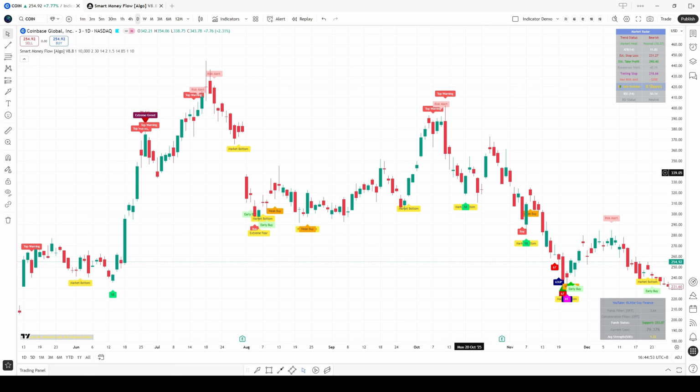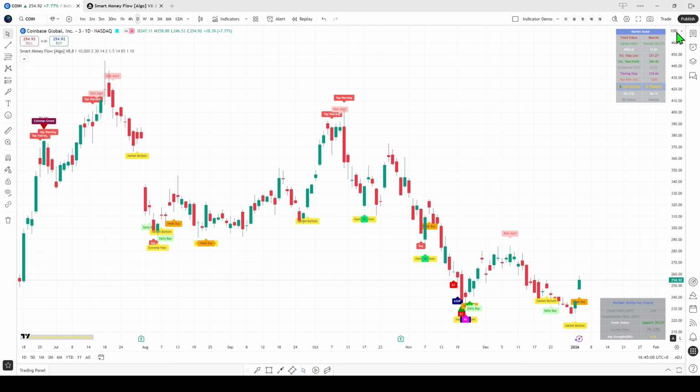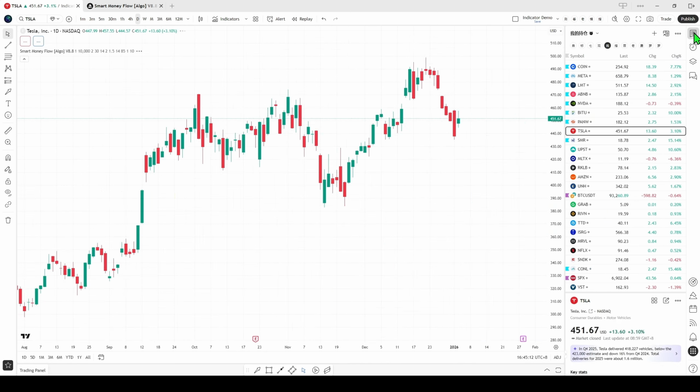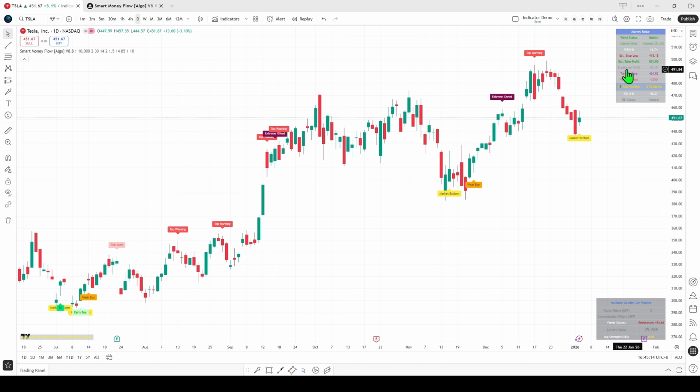Then let's talk about how to use ATR to build your own trading system. The Market Radar will display the daily ATR, average true range, value for each stock. ATR represents the stock's temperament or volatility. Stocks with high volatility have high ATR, like Tesla, and stocks with low volatility have low ATR, like Coca-Cola.